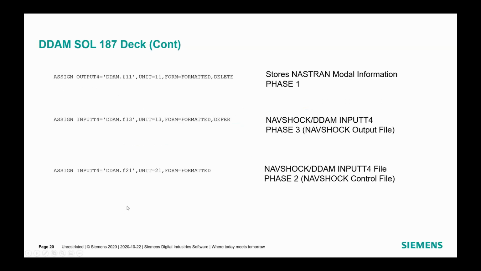And describing those in a little more detail, this would be the phase 1 file. The modal solution 187 writes the mass participation factors and modal mass out to a flat text file. DDAM F13 is the file that NAVSHOCK, the executable, writes to, and it writes that using the description that is written to F21. We'll talk about this a little more, so it'll be a little less confusing.